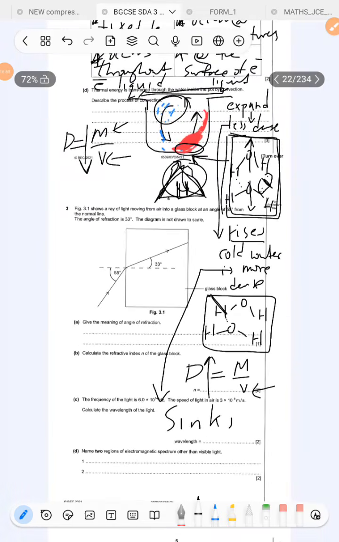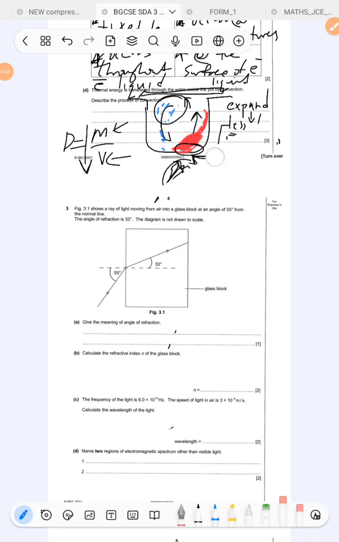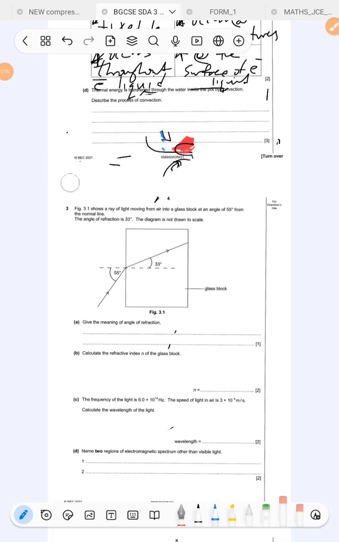So that's the explanation. Now we're just going to write it in terms of just the answer. For those who know the explanation too much, you can just skip to the answer. The explanation is for those that are doing triple. It's very important that you understand the physics behind why convection currents occur. So let's just write our answer here.